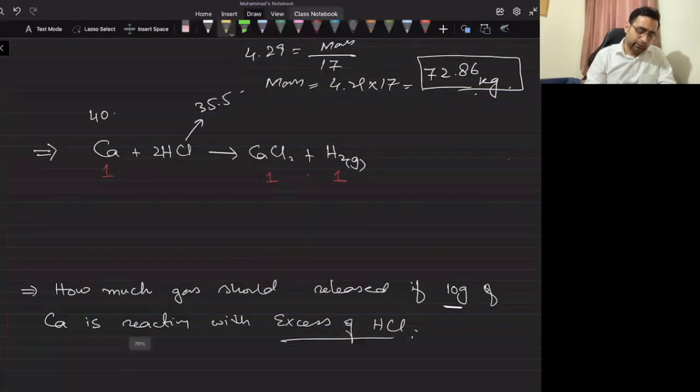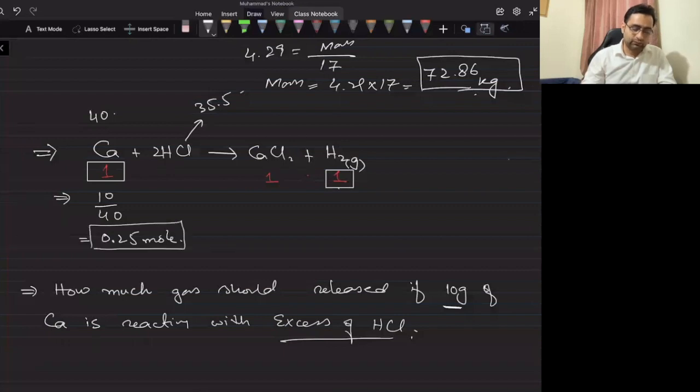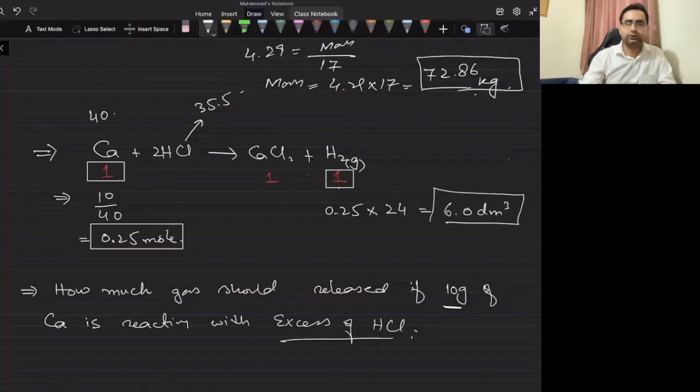So at first step, you will find out number of mole of this calcium. Calcium is 10 gram and AR of calcium is 40. So 10 over 40, number of moles are 0.25 mole. Now, ratio between calcium and hydrogen is 1:1. So 0.25 mole of calcium will produce equal mole of hydrogen, that is 0.25. So you will multiply with molar gas volume, that is 24. So 0.25 into 24, this is going to be 6.0 dm cube of hydrogen gas will release.